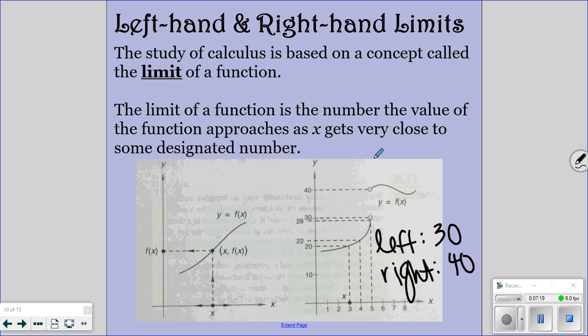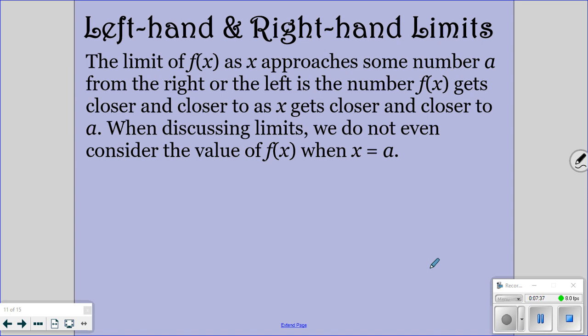If it asks for the limit at 5, it does not exist because the left and right hand limits are different. So you can approach it from the left or from the right or at 5, and it'll tell you what it's wanting you to find. So the limit of x as it approaches some number a from the left or the right is the number that the function gets closer and closer to as your x value gets closer and closer to a. When we are discussing limits, it does not matter what the value of the function is when x equals a. We don't care if it actually has a value, we just want to know what it's getting close to.